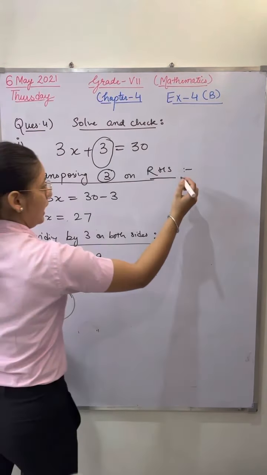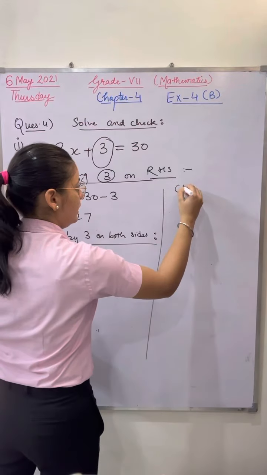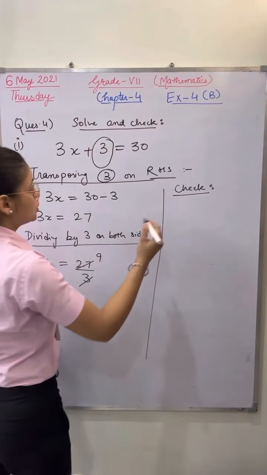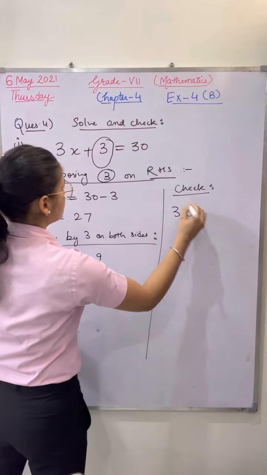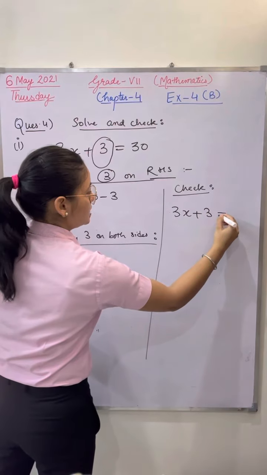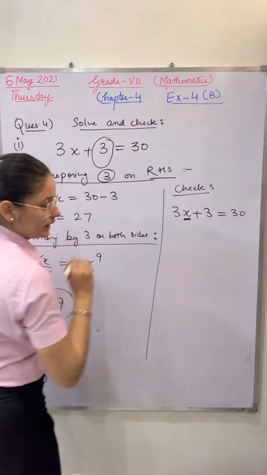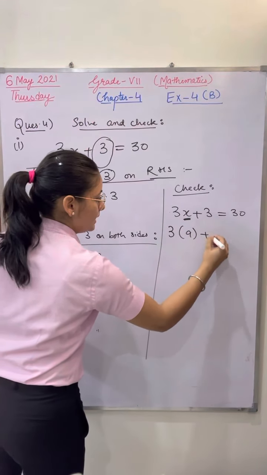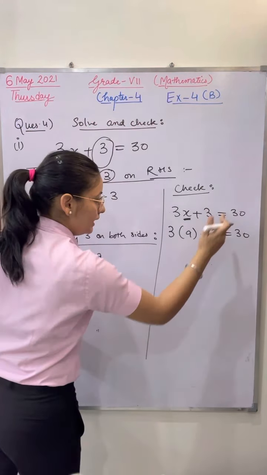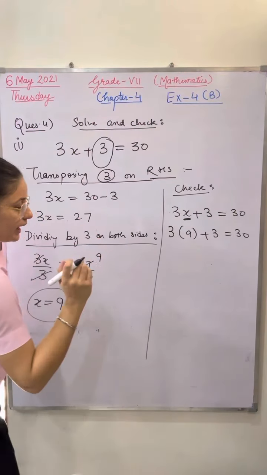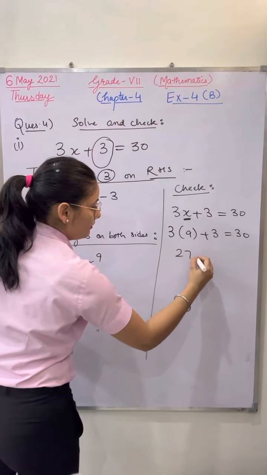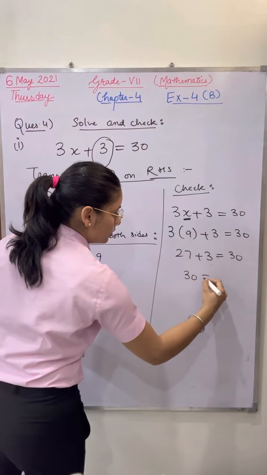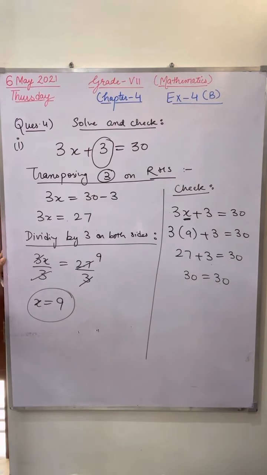Okay. Now you have to go with the check. Check means you have to verify your question. So check means you have to write this question here, 3x plus 3 is equals to 30. Put the value of x, the x value that you have taken out. 3 multiplied by 9 plus 3 is equals to 30. This 30 will go side by side, as it is. 3 nines are 27 plus 3 is equals to 30. Left hand side is 30 is equals to 30. Both are equal. Both are same.